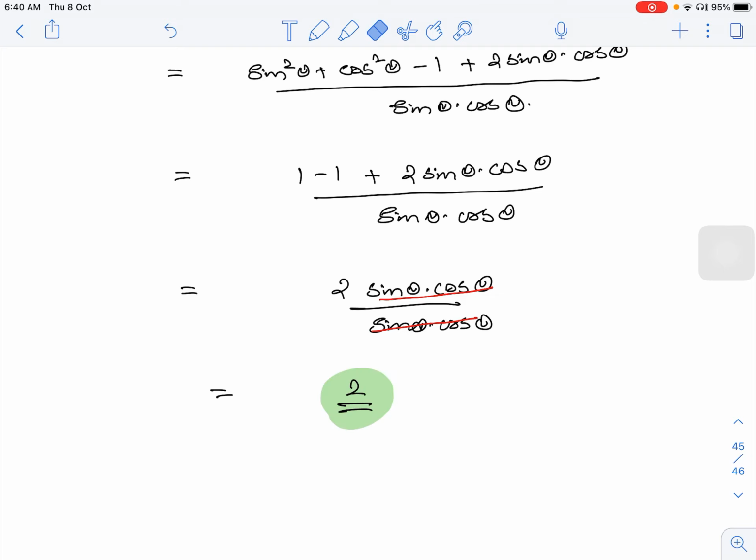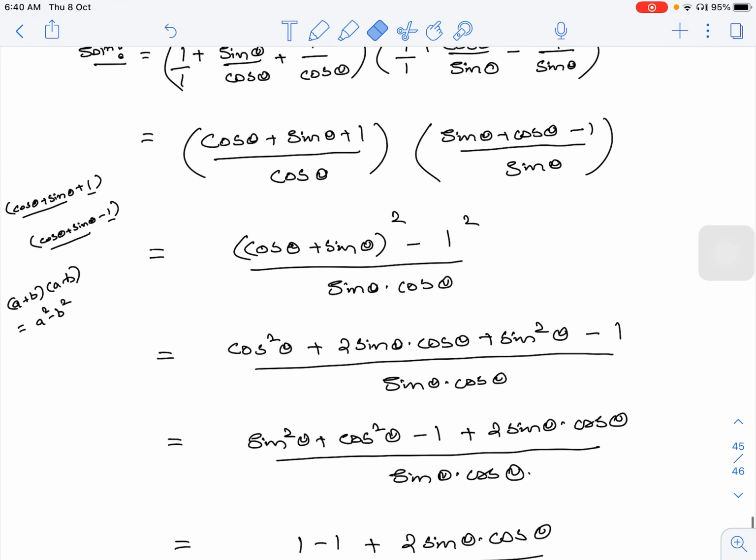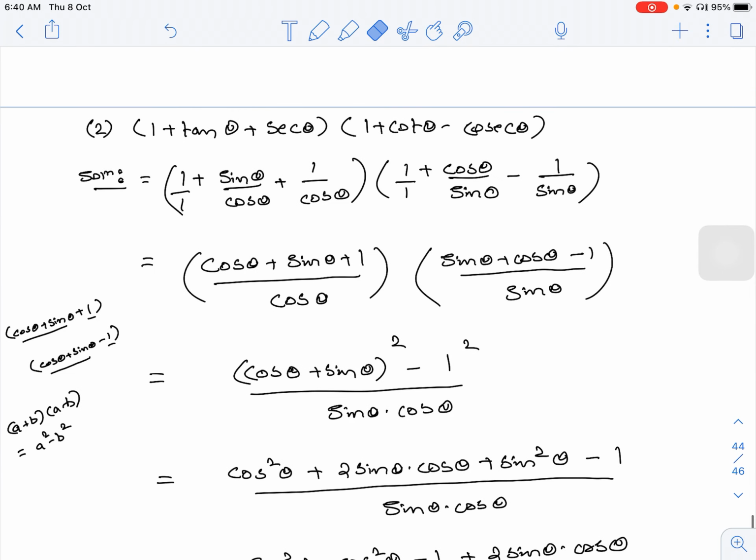So in this way, by using trigonometric identities and at the same time some algebraic identities, we have solved the example. Do more practice of these examples, solve them again and again. Then in the next period, we will solve some more examples based on the same concept. So this much is enough for today.